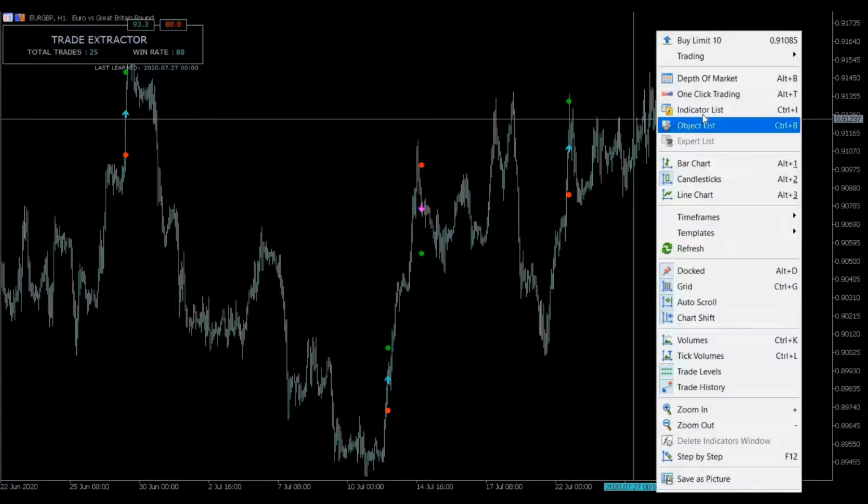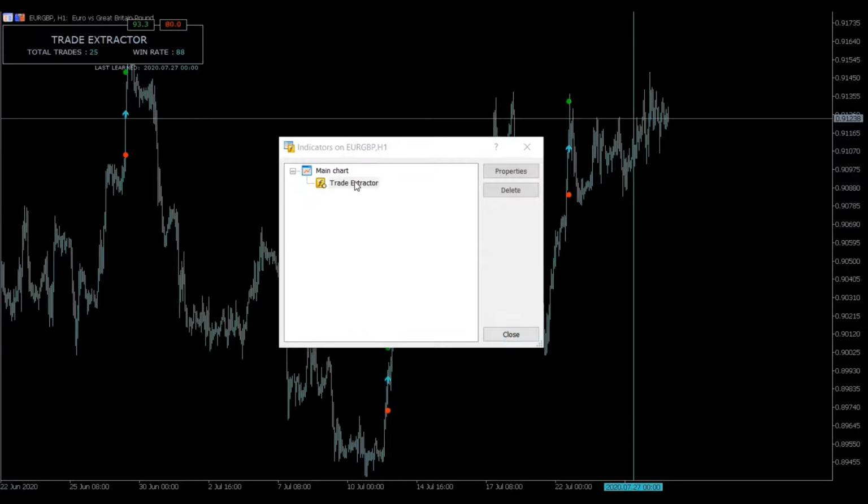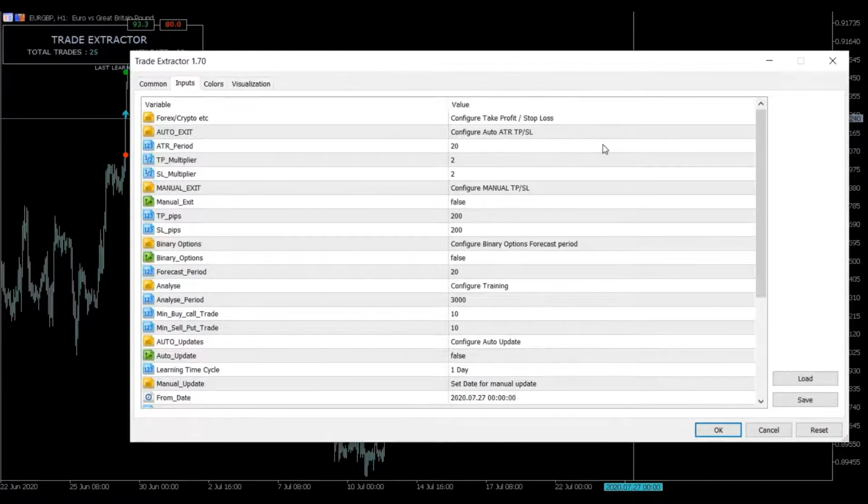So now I will show you the input parameters. It uses ATR, average true range, for take profit and stop loss. Even if we want TP and SL in pips, we can give input by setting manual exit true, and we can set the input in TP and SL pips. This indicator is applicable for binary options, Forex trading, stocks, anything.